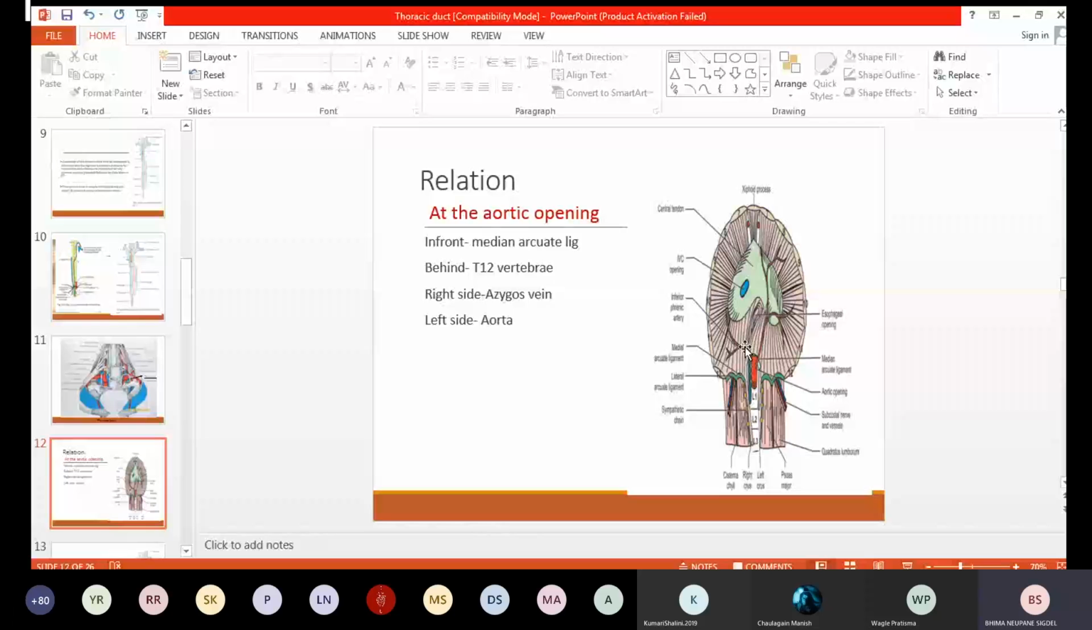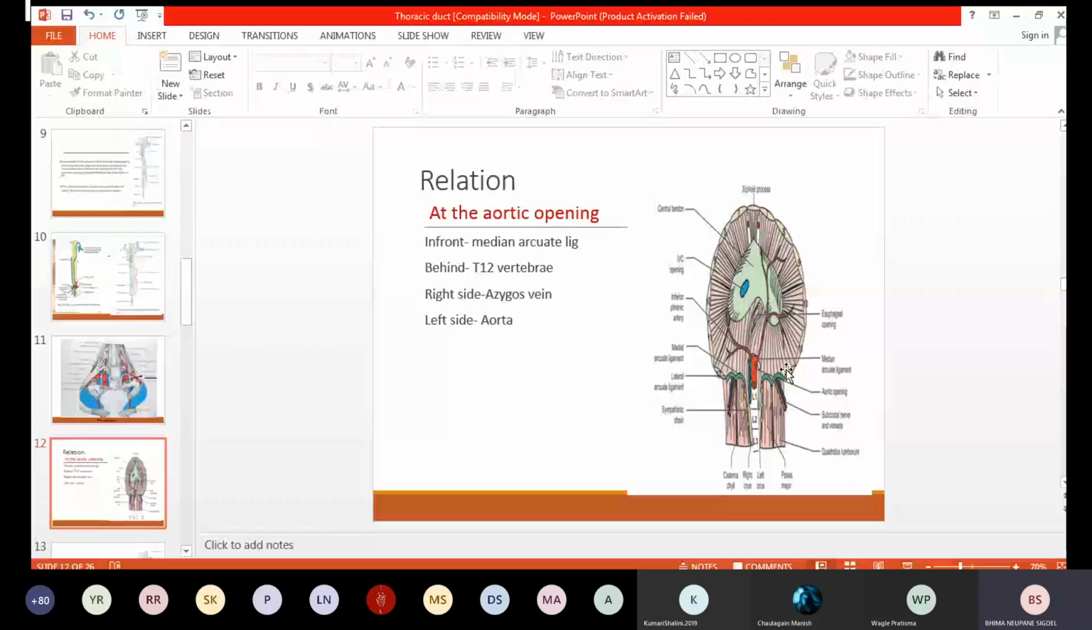Okay, so the median arcuate ligament, right? You have to remember median only, because lateral to the median is the medial, and more laterally is the lateral arcuate ligament, which you will study again later on. For now you remember that it is the median arcuate ligament, which is related anteriorly. On the right side, you can remember the azygos vein. On the left side only.